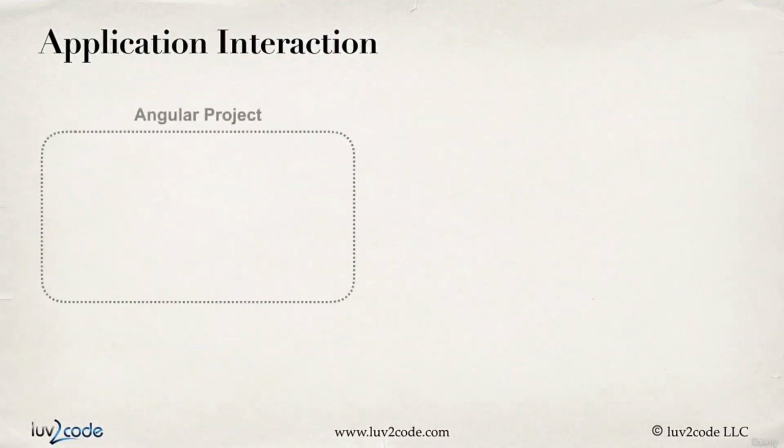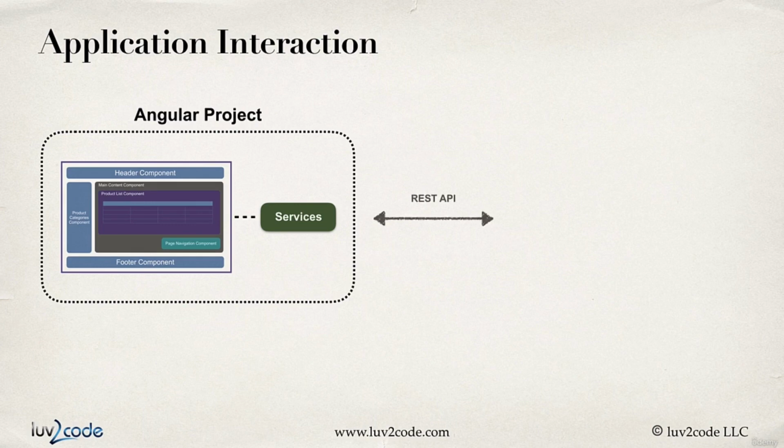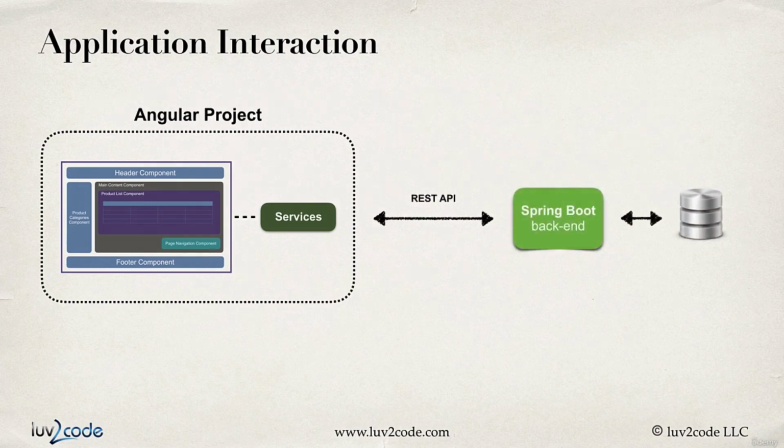Okay, so in terms of application interaction, we have our Angular project, so we have our user interface, and our user interface can make use of services. These services are Angular components, so this is code written in TypeScript. It runs on the client side, it runs in the browser. These services can communicate over the network to backend systems, so they can make use of a REST API and call maybe a Spring Boot backend or any type of backend to get data from a database.